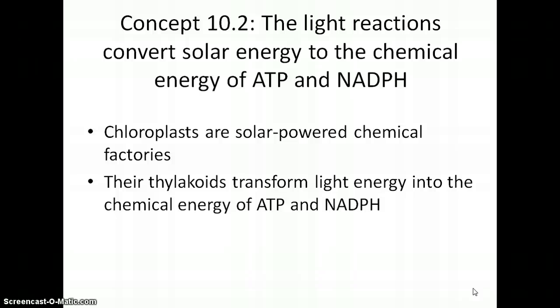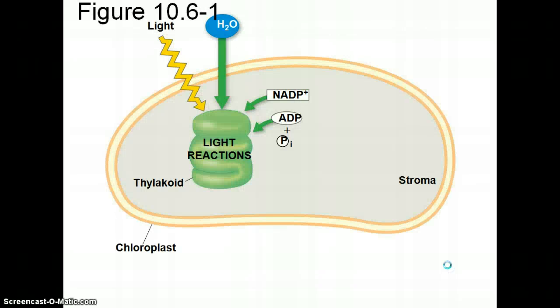So, starting section 10.2, the light reactions convert solar energy to the chemical energy of ATP and NADPH. So we're going to actually look at how chloroplasts are basically solar-powered chemical factories, and how within the thylakoid membrane we have that production of ATP and NADPH. So we're going to start here with the light reactions.